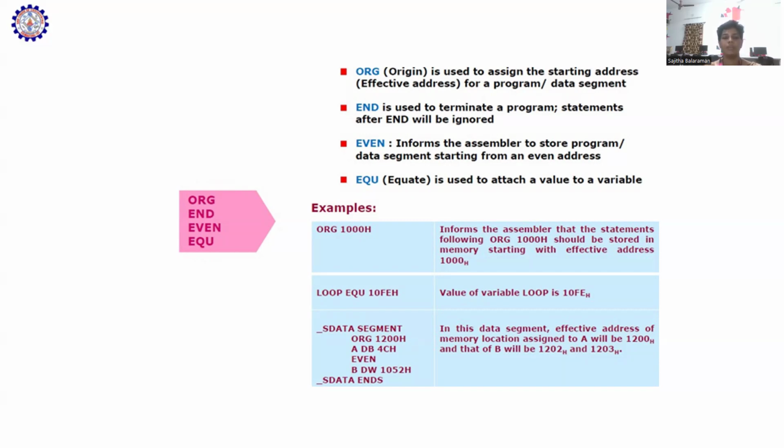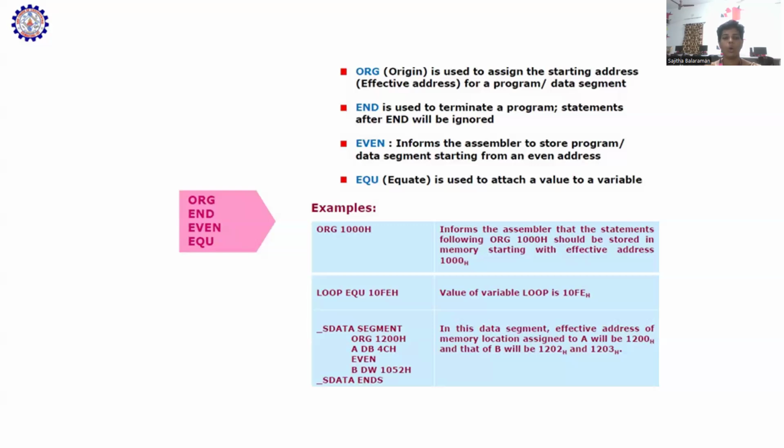The next one is EVEN. It informs the assembler to store the program or the data segment starting from an even address. Say, for instance, it could be 2000, 1000, 5000 or 1500, anything which starts from an even address. And EQU is nothing but equate, which is used to attach a value to a variable, which means that this is a constant which gives a constant value to the variable as per your user-defined name. So you can see a few examples here.